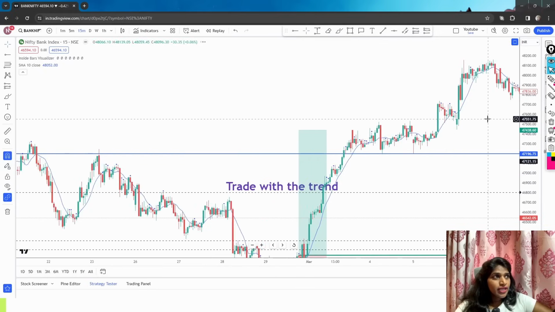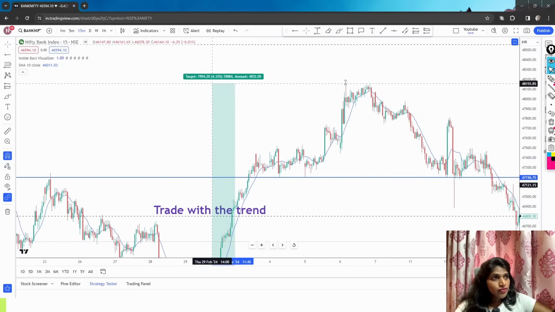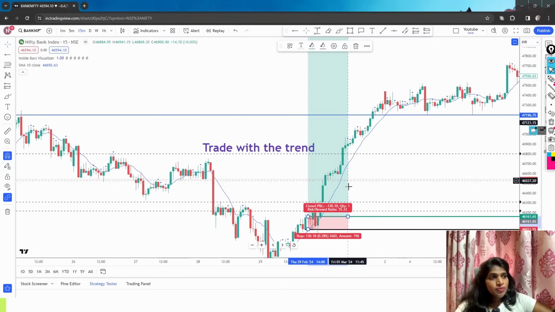Now if you want to take the entire up move, then you do the math. I'll just show you the potential of this particular pattern. With such a small stop loss, you are able to make 15R. Does that mean every time you will wait for 15R? The answer is no, and we have some rules for that.